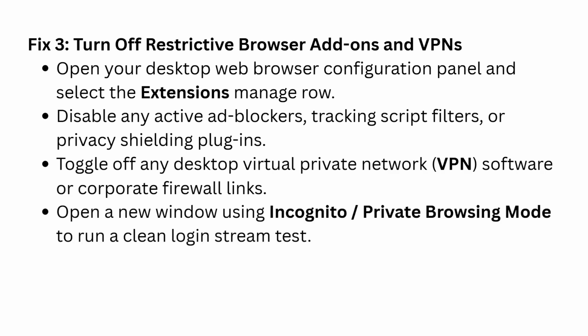Fix 3. Turn off restrictive browser add-ons and VPNs. Open your desktop web browser configuration panel and select the Extensions Manage row. Disable any active ad blockers, tracking script filters, or privacy shielding plugins. Toggle off any desktop virtual private network like VPN software or corporate firewall links. Open a new window using your incognito or private browsing mode to run a clean login stream test.